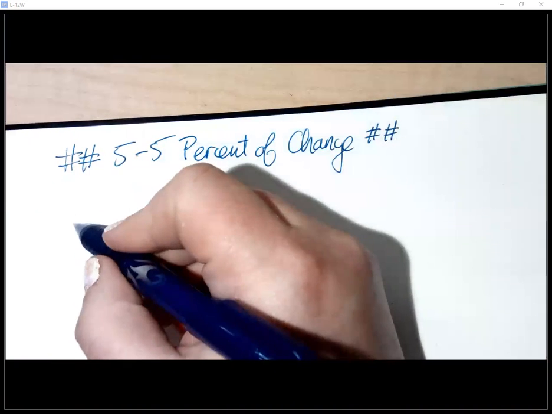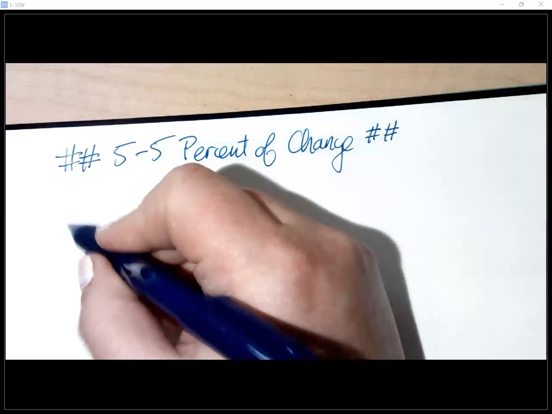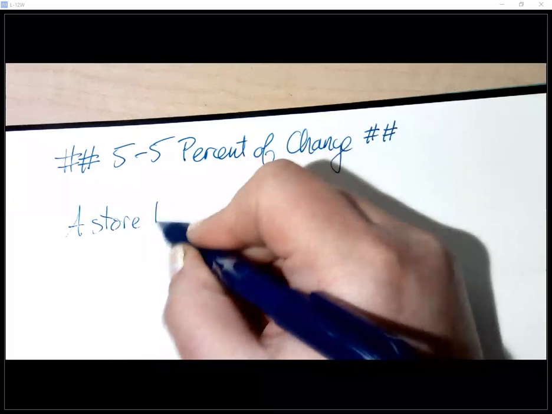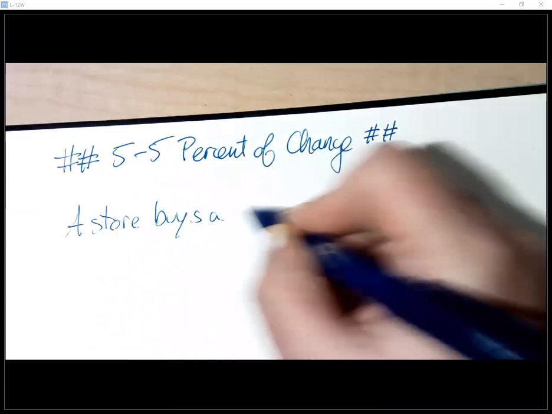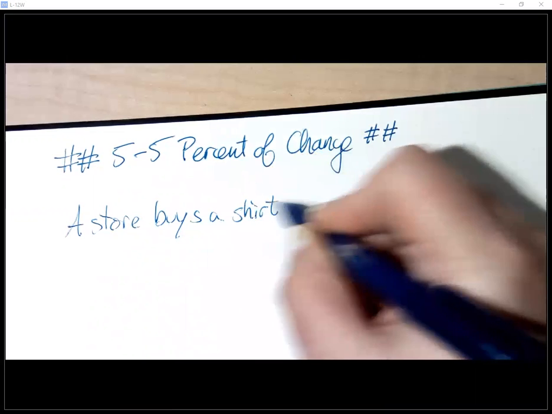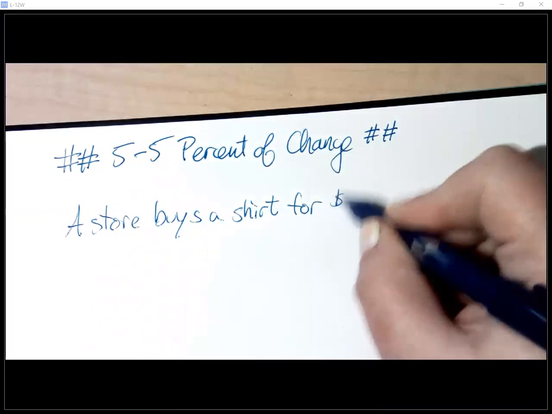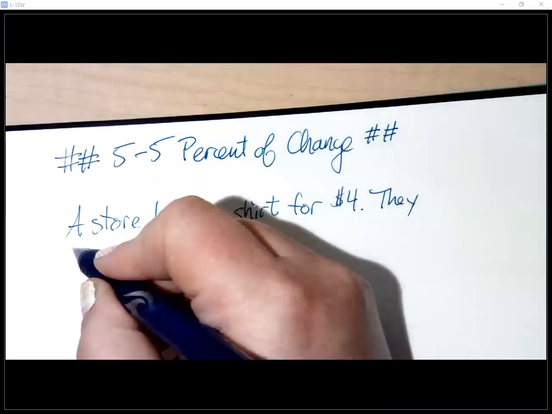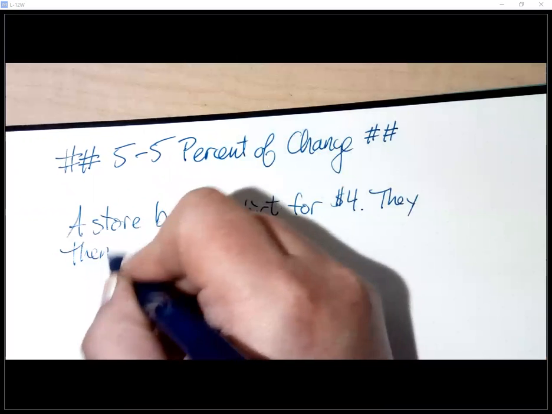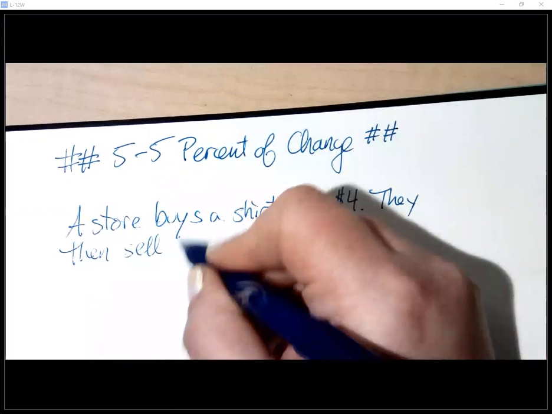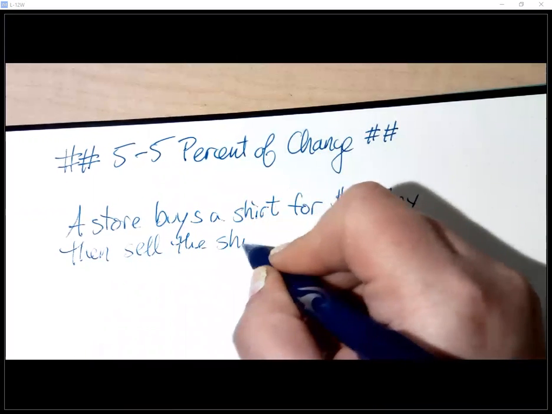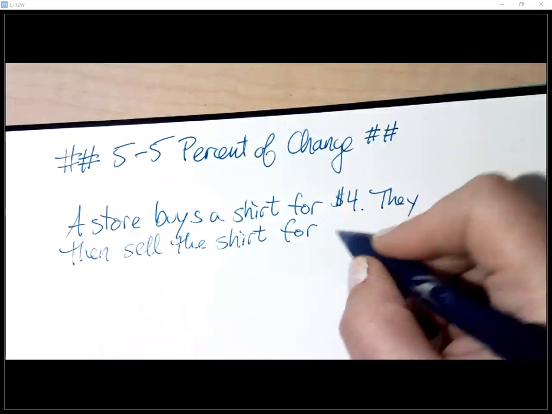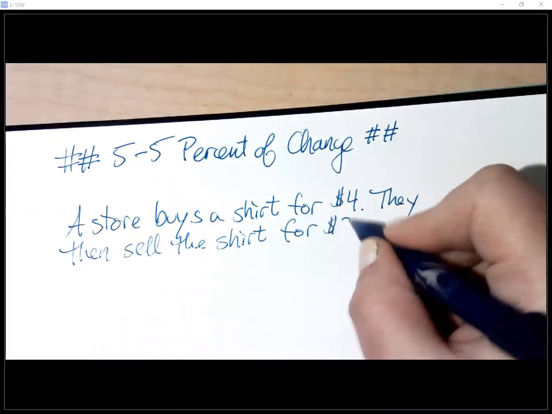Let's say a store buys a shirt for $4. They then sell the shirt for $20. Yeah. All right. I mean, that's not unreasonable. They do this all the time.